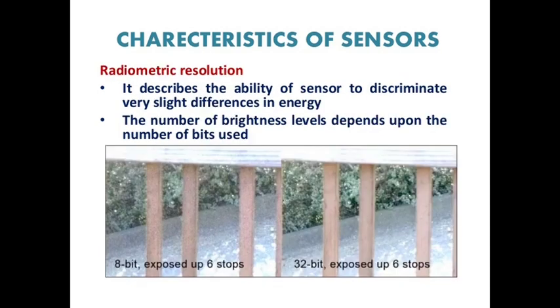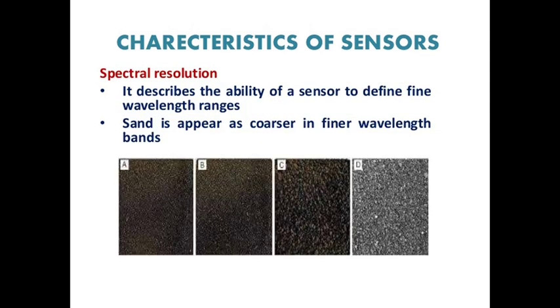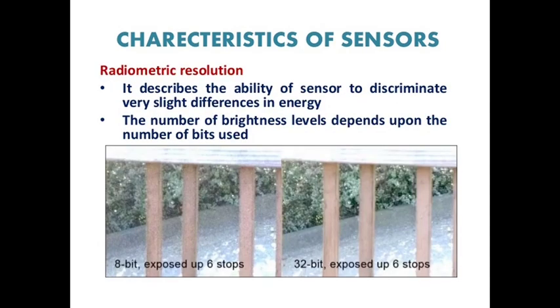Now the third one is the radiometric resolution. It is more or less similar to the spectral variation, in which we have seen that the sensor has the capability to differentiate the finest variation in the wavelengths or in bands. Now in case of radiometric resolution, the sensor has the ability to differentiate, to discriminate the energy of the wavelengths that are emitted from the objects.